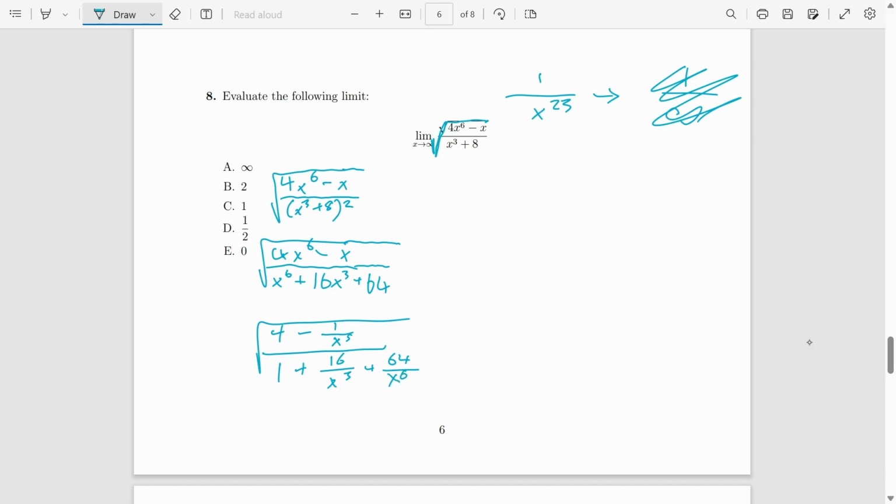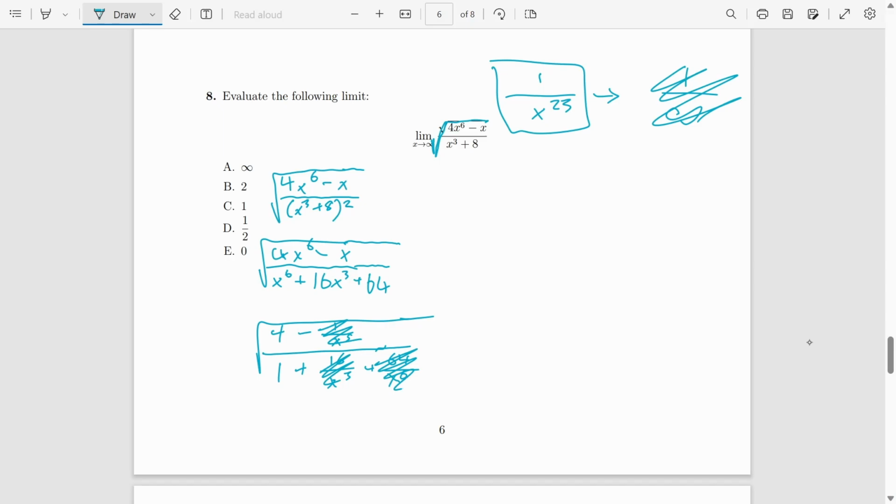X to the 6th. And cool, so now we have everything in this form that we had earlier where it's 1 over everything. So 1 over x to the 5th goes towards infinity. That just becomes 0. Same with this. That's also 0. That's also 0. Since we're just adding and subtracting all of them, they all become 0.